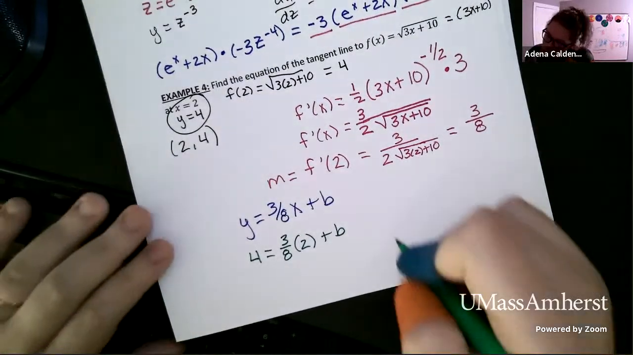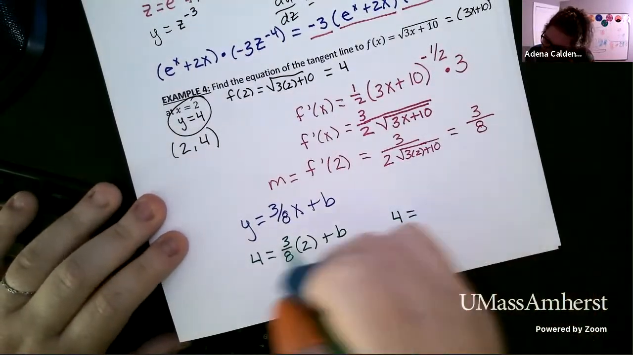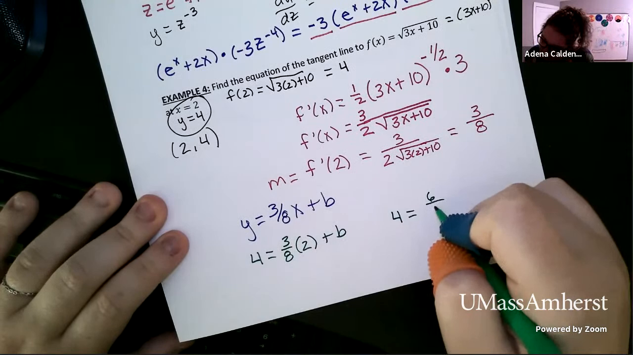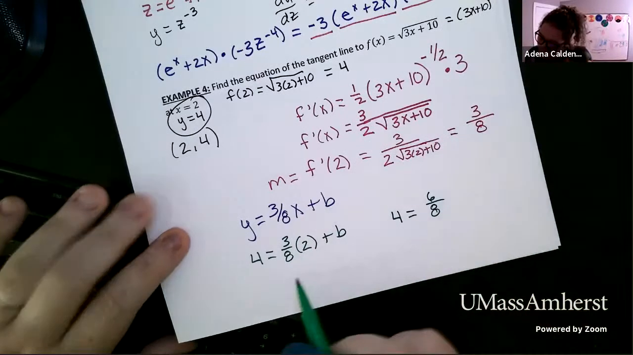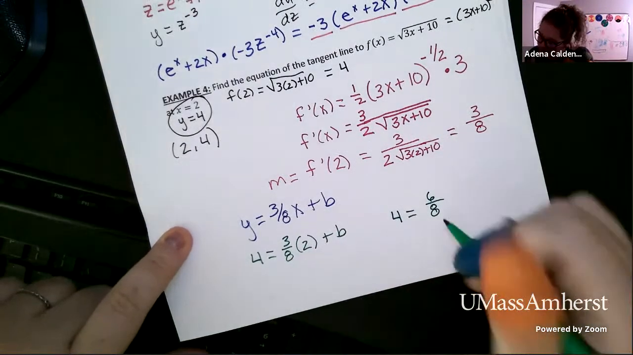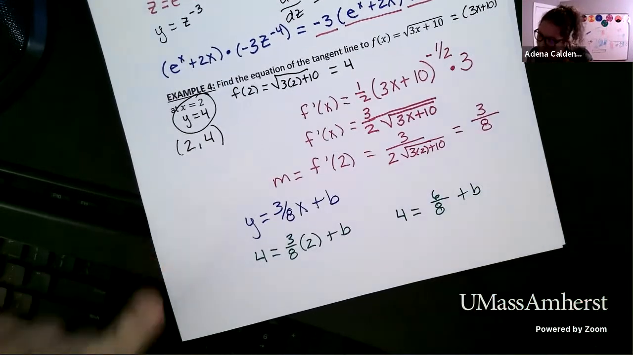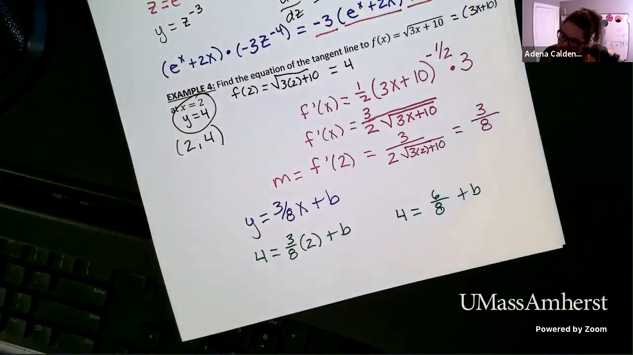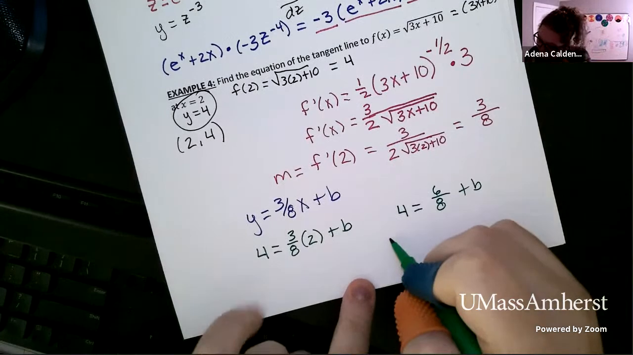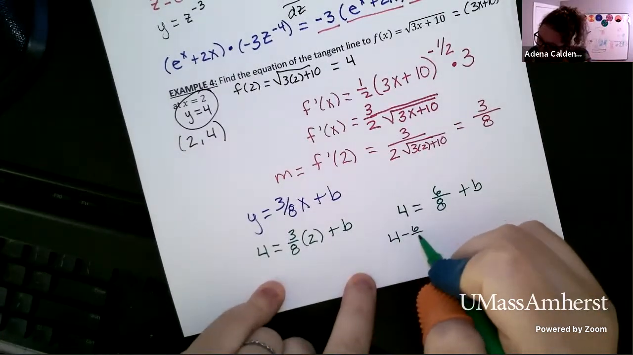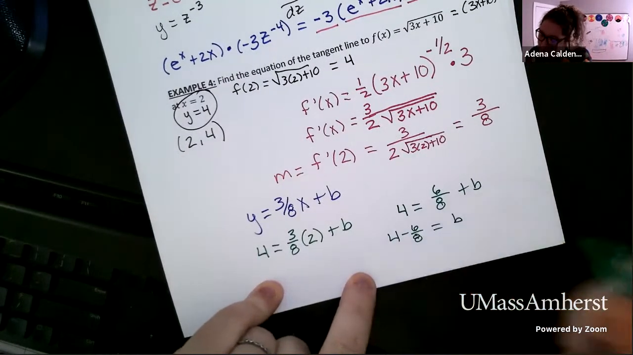Okay. Got to be careful with our fractions here. So I'm going to turn this into its own fraction for a second. So 3/8 times 2 is going to give me 6/8 plus b. So I have to subtract 6/8 from both sides, right? So I have 4 minus 6/8 equals b.